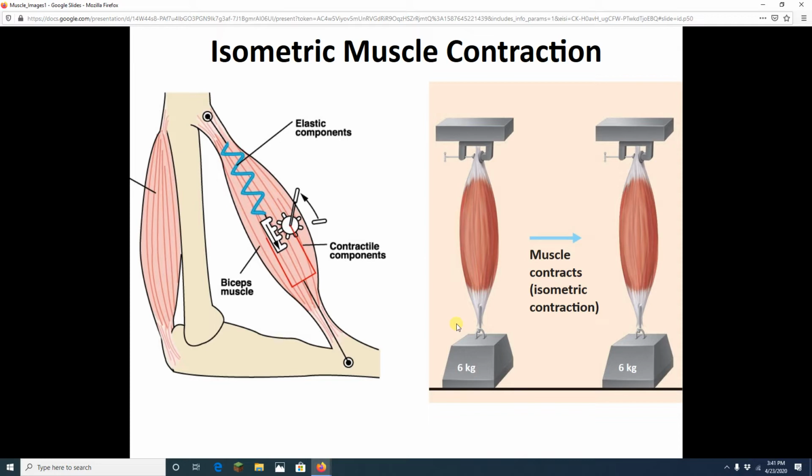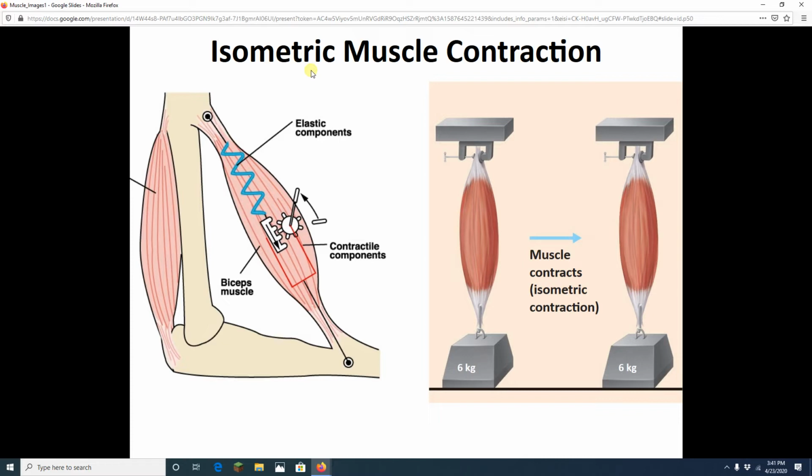Another type of muscle contraction is this variety called the isometric contraction. Iso means same, metric means length. So in this case, the muscle does not change in length. In concentric muscle contraction, the muscle got shorter. In eccentric, the muscle got longer. In isometric, it doesn't change in length.